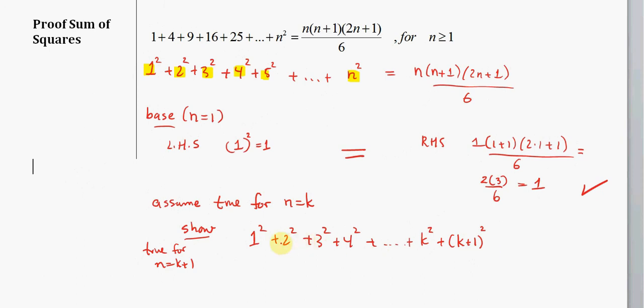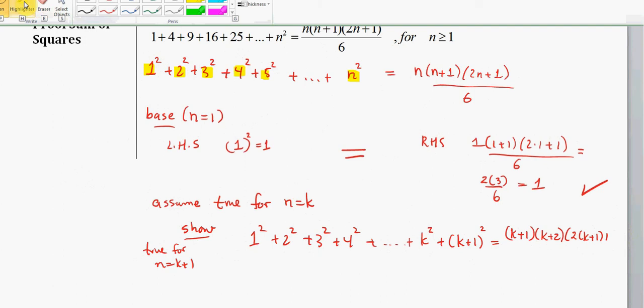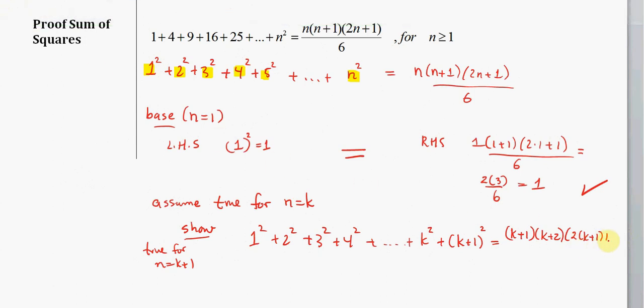Okay. So we want to show that the formula we have here is true even when n is equal to k plus 1. So the right-hand side of this would be kind of complicated. K plus 1 times k plus 1 plus 1, so that's k plus 2, times 2 times k plus 1 plus 1 again. Okay, so we're replacing all of our n's with k plus 1. Okay. All of this over 6.